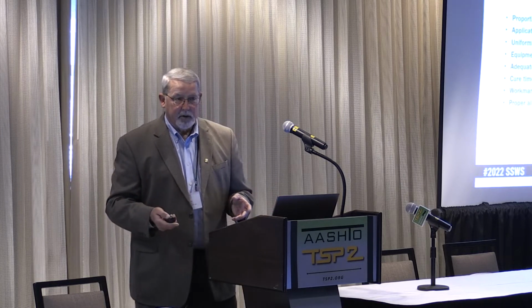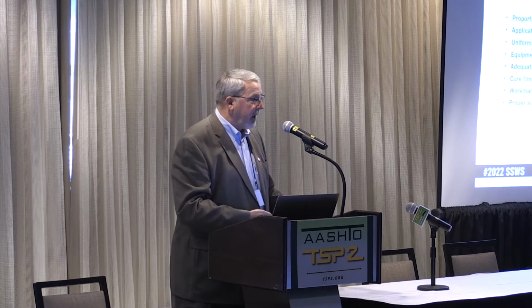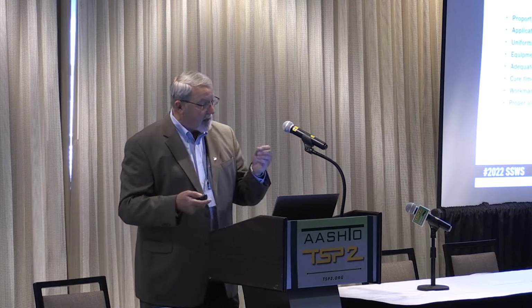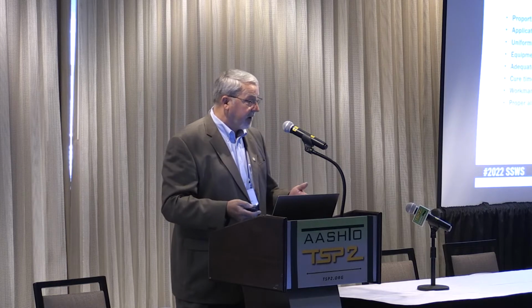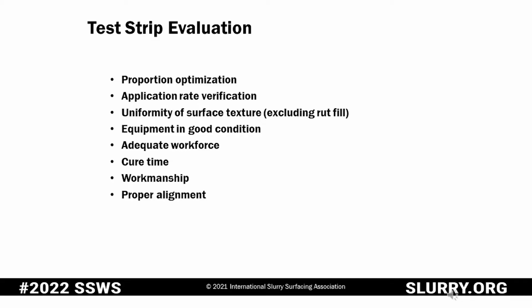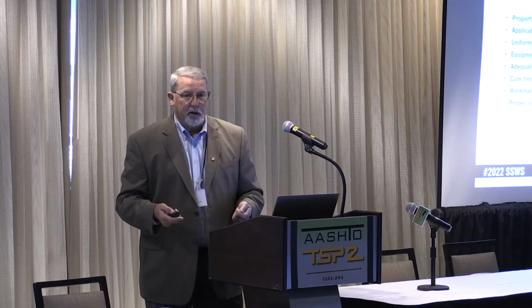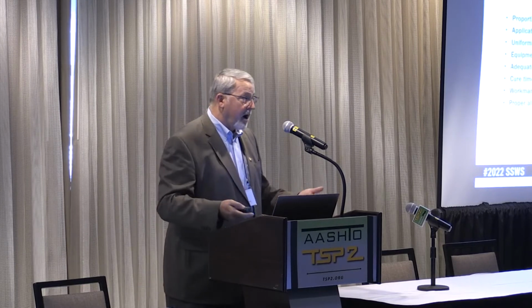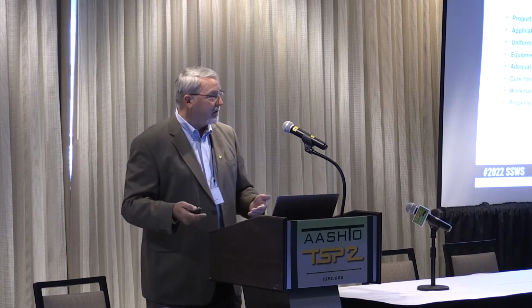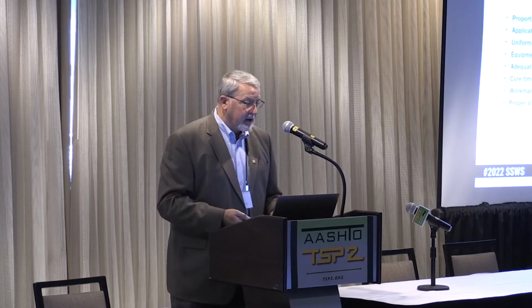Application rate verification. I mean, if it's 18 pounds plus or minus 2, you want to make sure that that test strip material was placed at those application rates. Uniformity of surface texture, excluding any rut filling or leveling. You want to make sure that you get good uniformity across the full width of that mat. You want to make sure that the equipment's in good condition. And I know that's not something that a DOT typically does, but if they see a hydraulic leak, or if they see aggregate spilling out from underneath the machine onto the road, those are bond breakers day in and day out, and that needs to be brought to the contractor's attention, remedied, and then they go to work.